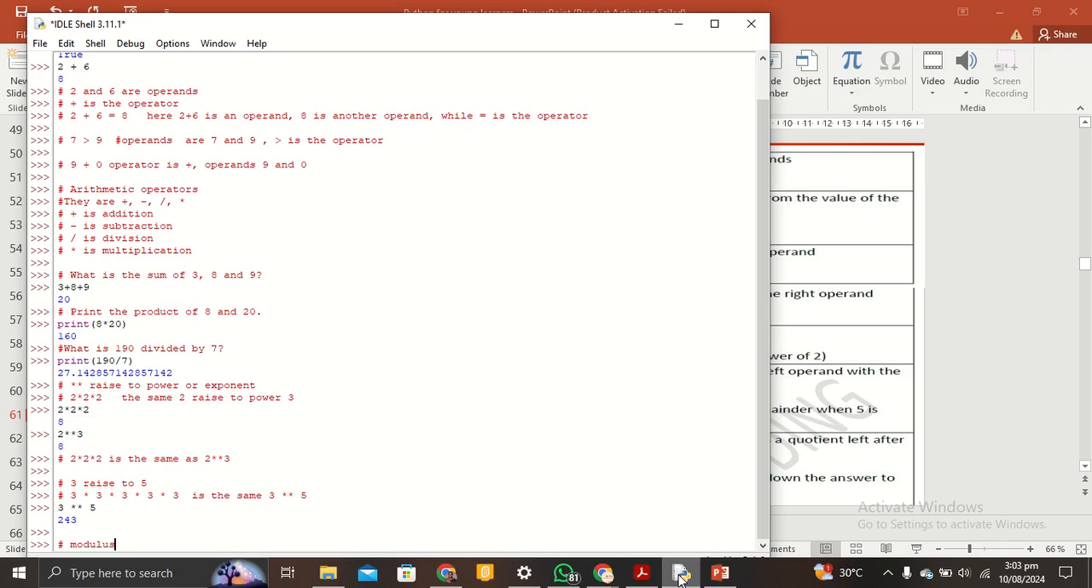It's impossible. 5 divided by 2 is not possible. Why is it not possible? Because 5 is not an even number, or it's not a multiple of 2. Really? Yes.